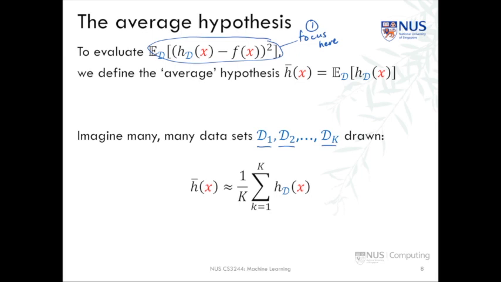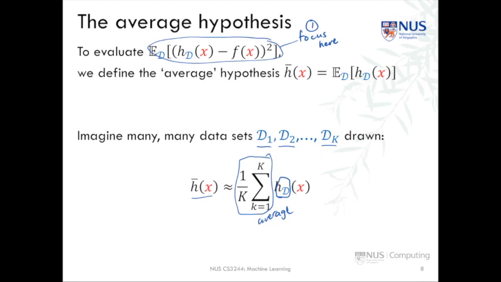And then what we're going to do is average them. We're going to take all of the different hypotheses that are generated. Let's say we drew a number of data sets as k tends to infinity. We're just going to average all of the hypotheses together to get an average hypothesis, right? So it's basically a sort of voting.